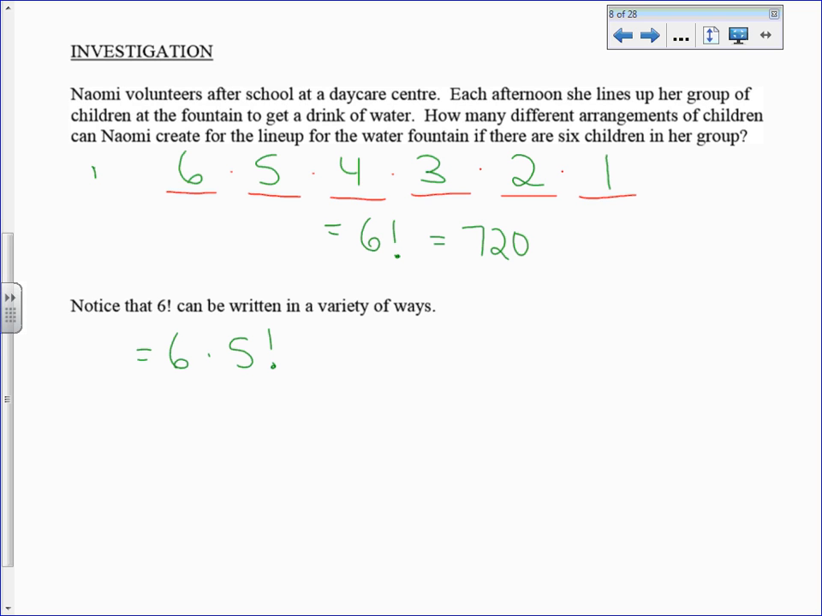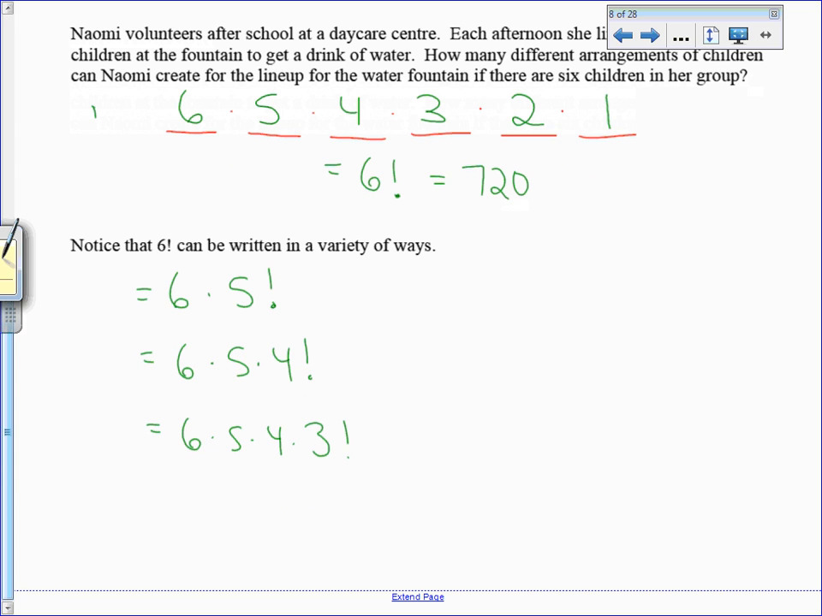Or we can write it as 6 times 5 times 4 factorial, because we've got 6 times 5, and then that's 4 factorial. Or we can write it as 6 times 5 times 4 times 3 factorial, or 6 times 5 times 4 times 3 times 2 factorial. You wouldn't bother with 1 factorial, because 1 times 1 is just 1.